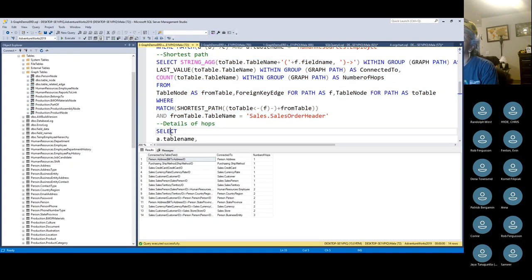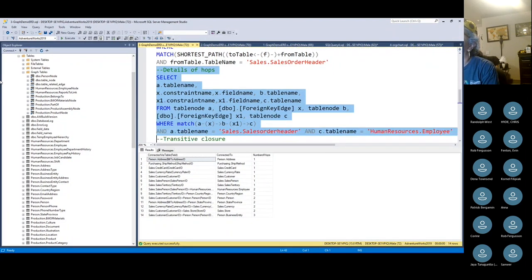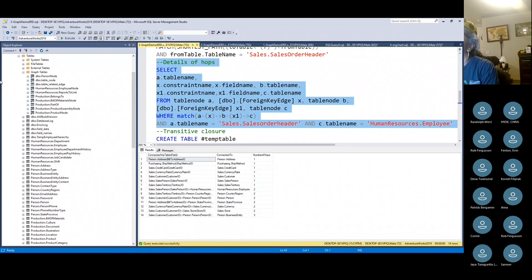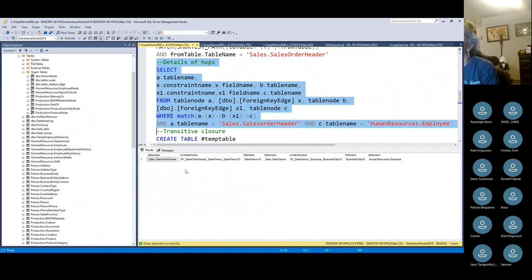And like I said before, what's annoying about this is that SQL Server won't show you. There may be multiple paths between two tables, but it won't show you everything. It'll only show you one. And so if you want to see details of all the hops, you have to look into something that tells you what goes between them.